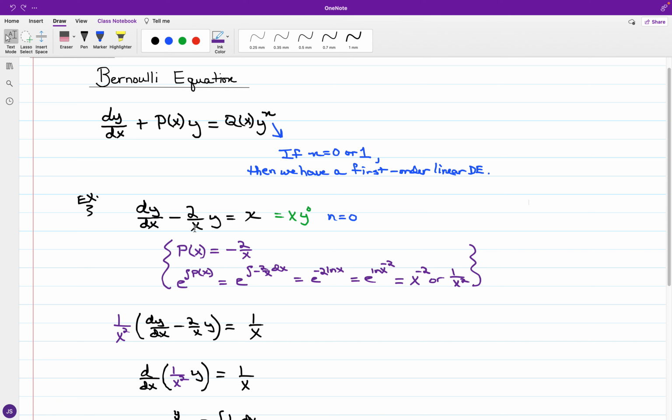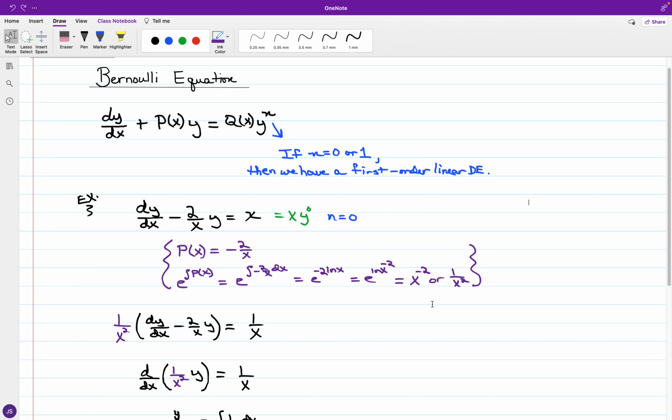And so here we can utilize the integrating factor. So you have p of x is equal to negative 2 over x. And for the integrating factor, you're going to have e to the integral of negative 2 over x dx. And that is going to translate to e to the negative 2 times the natural logarithm of x, which is equal to e to the natural logarithm of x to the negative 2. And that is going to translate out to x to the negative 2 or 1 over x squared.